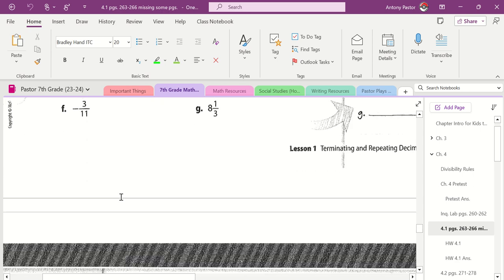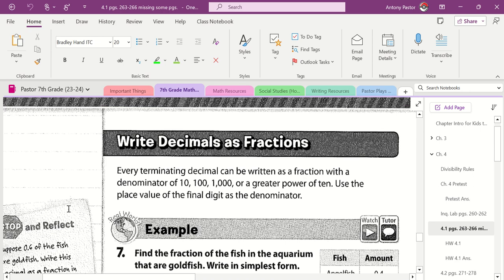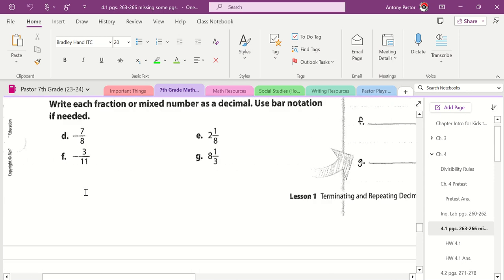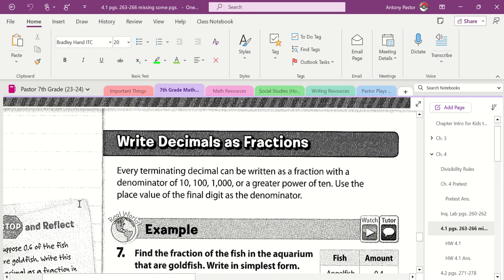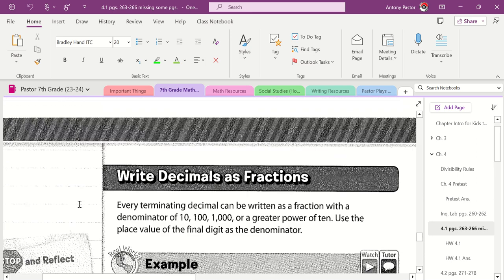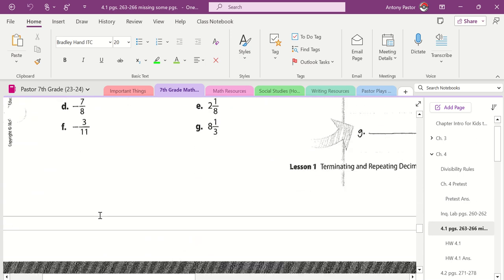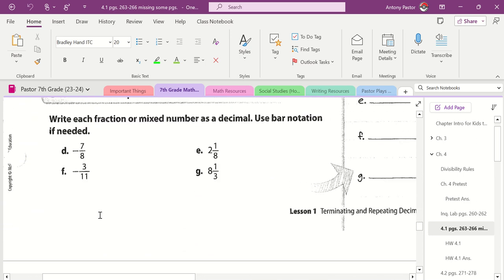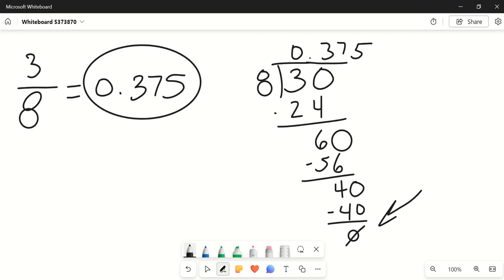Whew. All right. Writing fractions as decimals. Let's go ahead and do some of these. We'll write fractions as decimals, and then we will call this a lesson. So we are going to go ahead and do D through G. -7/8. We're going to ignore the negative, but we know that the negative is going to come back in the answer.